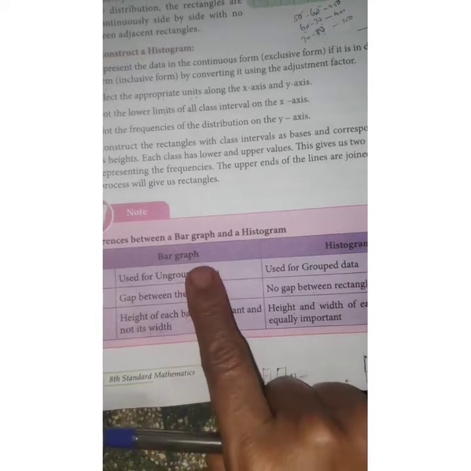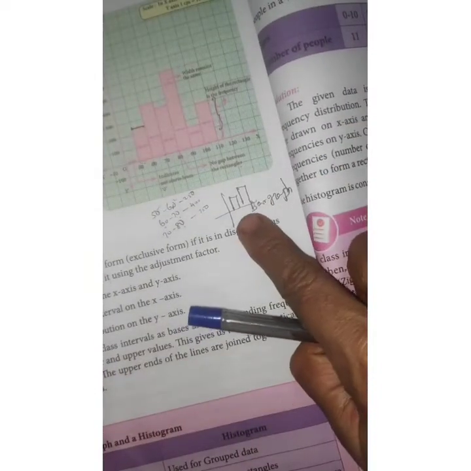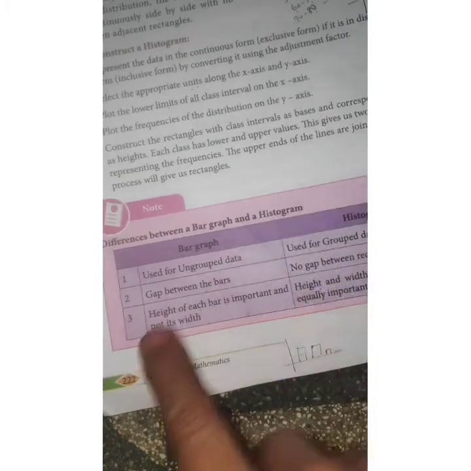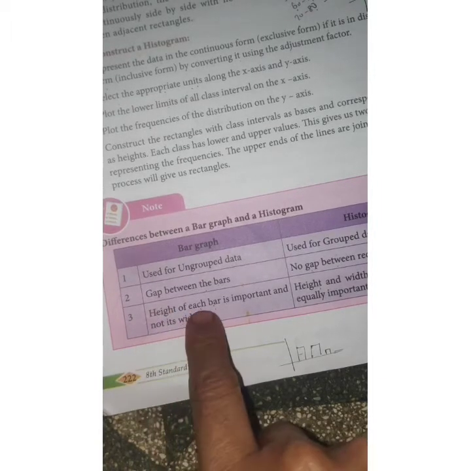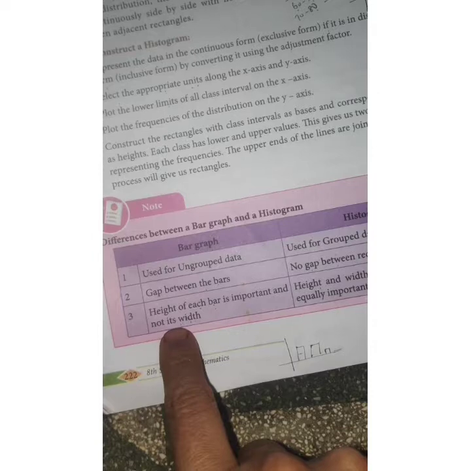What is the difference between the bar graph and the histogram? Bar graph is for ungrouped data. Histogram is for grouped data. In a bar graph there are gaps between the bars, as you studied in 6th standard; even when drawing the bar graph you put gaps. In a histogram there is no gap between the rectangles. In a bar graph, the height of each bar is important, not its width. In a histogram, the height and width of the rectangles are equally important.